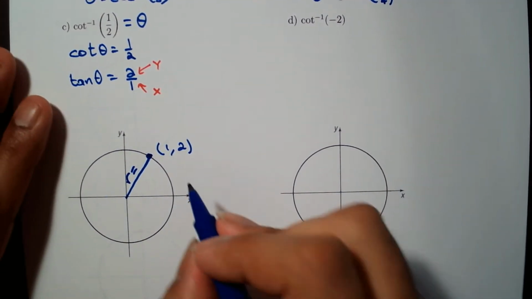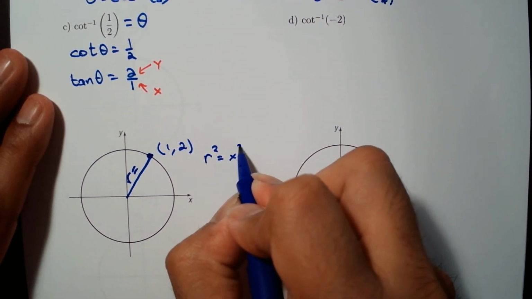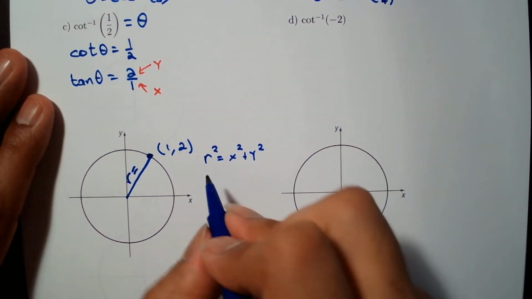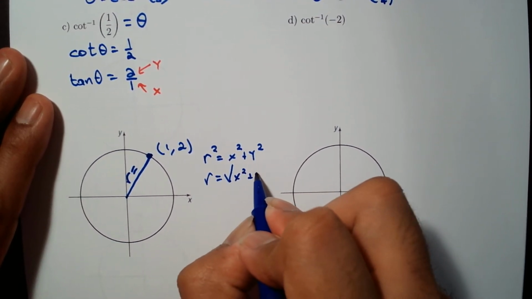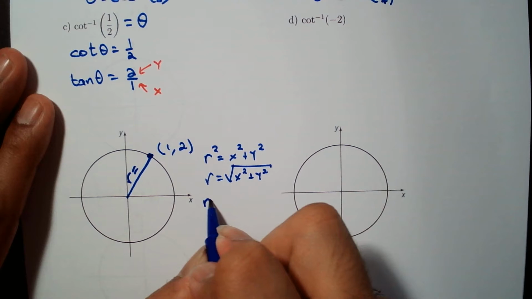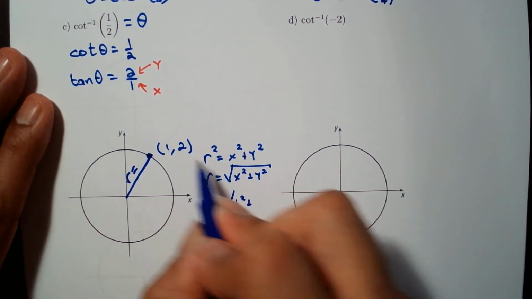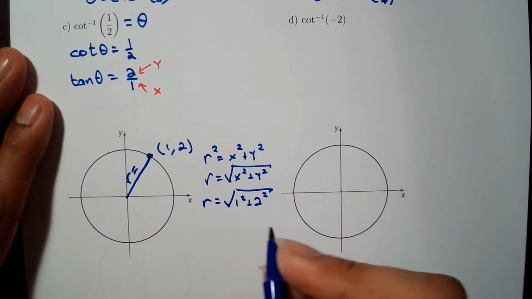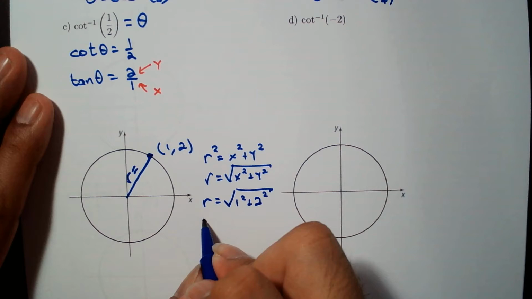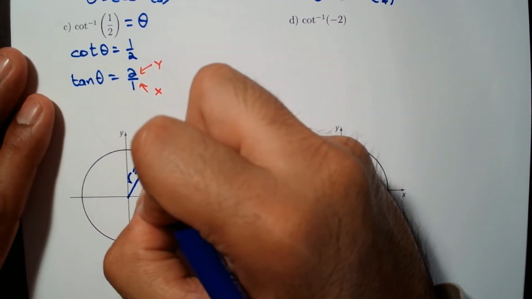So let's find out what that is. We know that r squared equals x squared plus y squared. Well, we need to find r. R is going to be the square root of x squared plus y squared. So x squared, which is 1 squared, plus y squared, which is 2 squared. Well, 2 squared is 4 plus 1 squared, which is 1. 4 plus 1 is 5. Square root of 5.